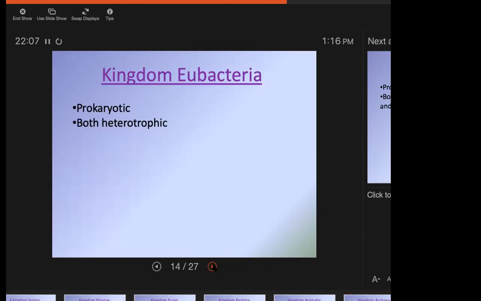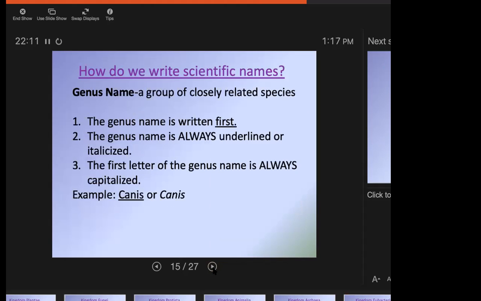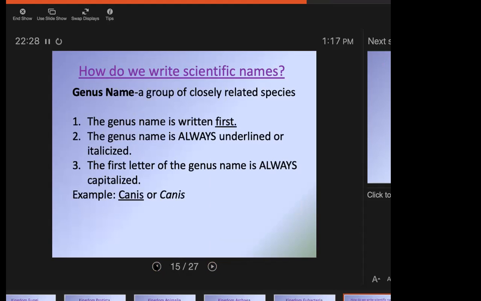These guys we're not going to talk too much about. So just a note, I've mentioned scientific names, so how do you write them? You literally just put the genus and the species together and you capitalize the genus name. That's it. If you want to abbreviate it, we'll talk about that in a second.